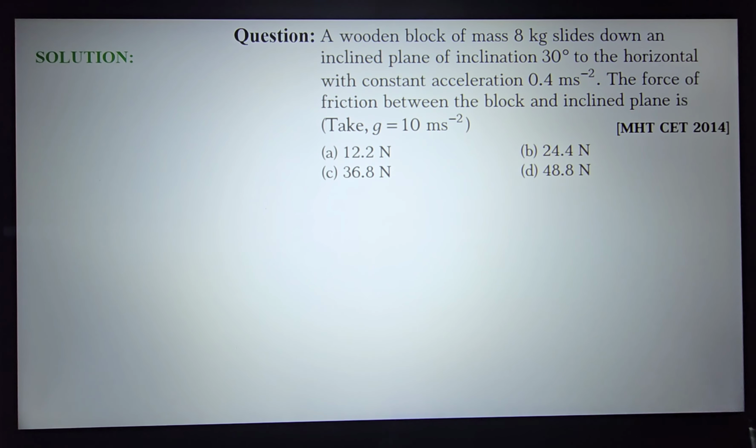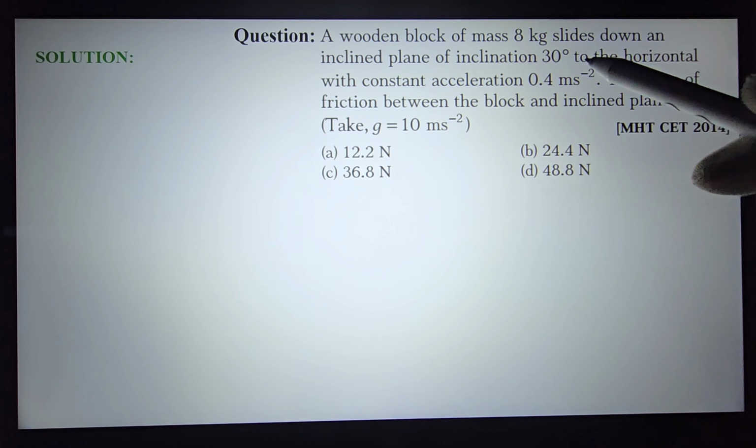Now the next problem is a wooden block of mass 8 kg slides down an inclined plane of inclination 30 degree to the horizontal with constant acceleration, which is 0.4 meter per second square.